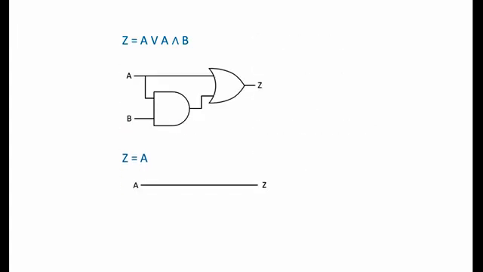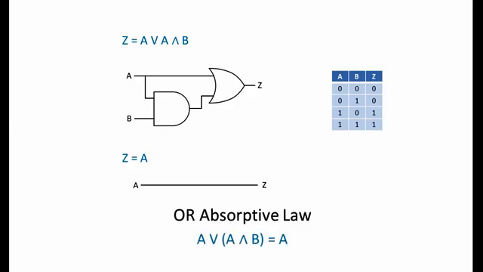So these two expressions are equivalent. The output of the circuit is always the same as the input. The circuit is redundant. In fact, what we've just done is prove part of the absorptive law, the OR absorptive law. That is, A OR (A AND B) equals A.